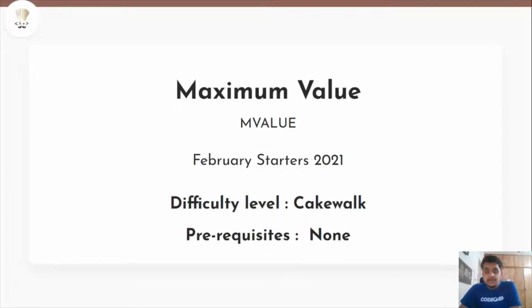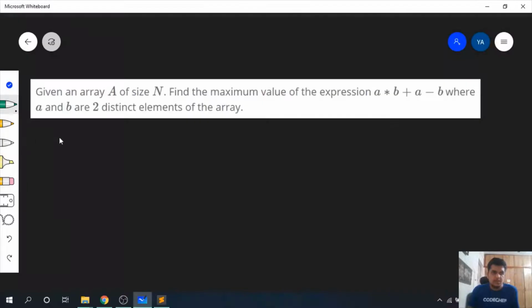Today, we are going to discuss the problem maximum value. This problem appeared in February Starters 2021. The difficulty level of the problem is cakewalk and the prerequisites are none. Let us now have a look at the problem statement.